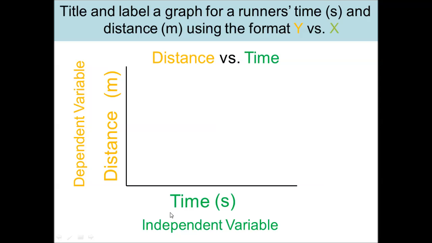So with that, the importance of independent versus dependent variable, you could never have distance on the bottom and then time on the side because distance doesn't control time. We can't control time. Time is pretty much always going to be an independent variable.